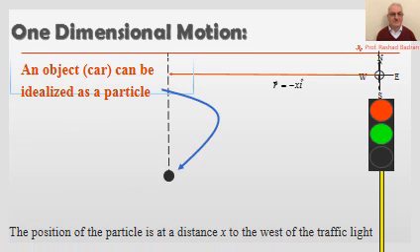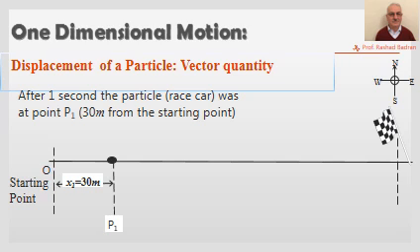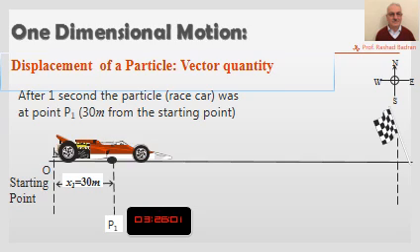Here it is important to note that any object, whatever its size is, can be idealized as a small particle. The displacement of a particle is a vector quantity and is defined as the change in the position of that particle. Here the car is found at position P1, its initial position, for the first second of its motion, at a distance of 3 meters from the starting point, which is the origin.